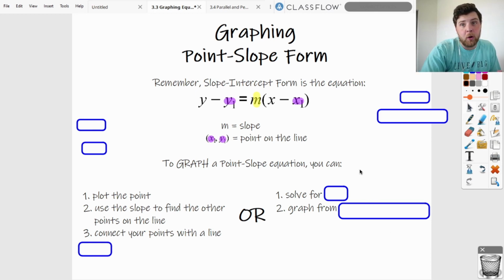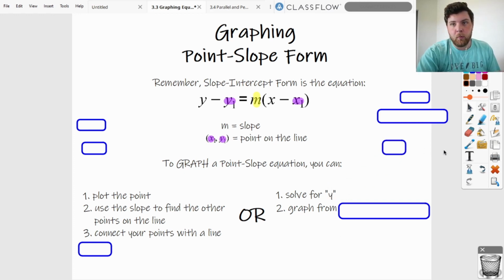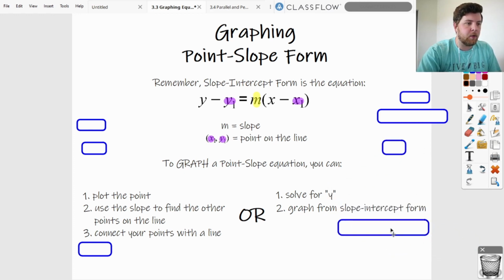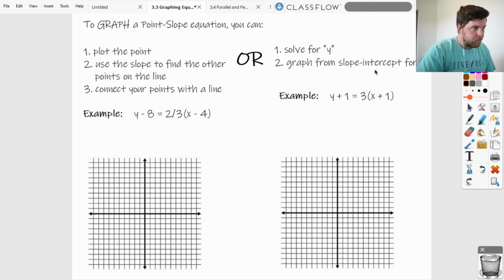Or alternatively, if you're a big slope-intercept person, you can always solve for y and then graph from slope-intercept form. So say you're given this point here, right? We can identify, hey, I have my slope of 2/3, and then I have this point of 4 and 8.